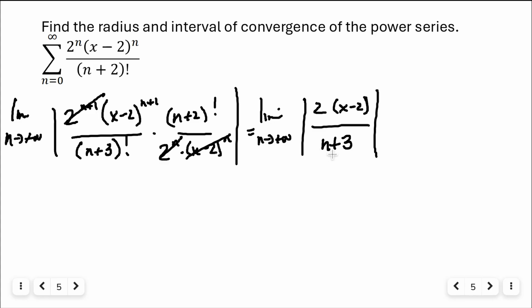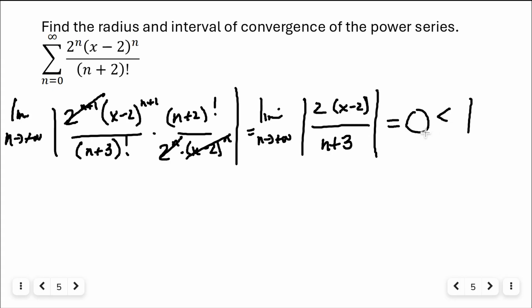The limit as n goes to infinity of this, well, that's 2 times x minus 2 over something really, really big. That's really, really small. That goes to 0. But 0 is a value that's always less than 1. Right? I need to know when this limit is less than 1. Well, 0 is always less than 1.